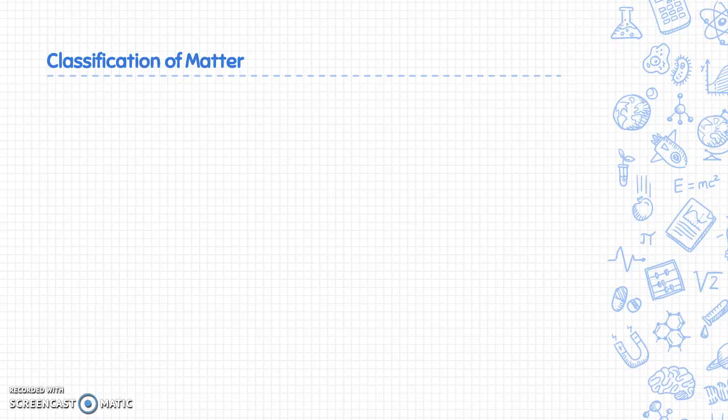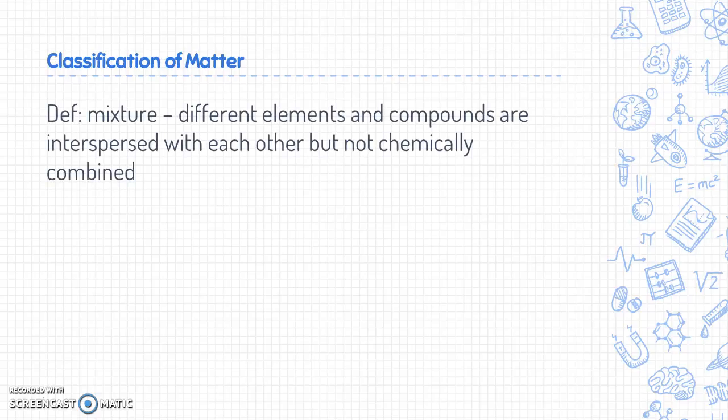Classification of matter. So we are talking about solid, liquid, and gas. Those are the states of matter if we're talking about one substance. But what if you don't have one substance? What if you have more than one substance, mixed together? Then you have a mixture. A mixture is different elements and compounds that are interspersed with each other but not chemically combined. They're not reacting together to form something new, but they're mixing together.